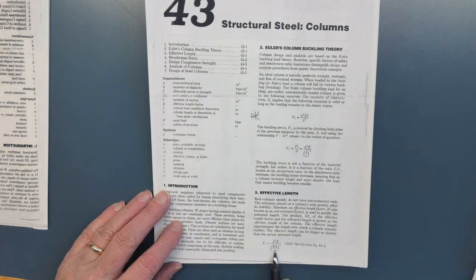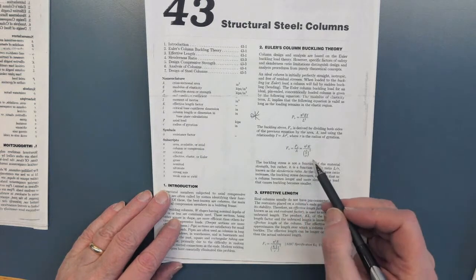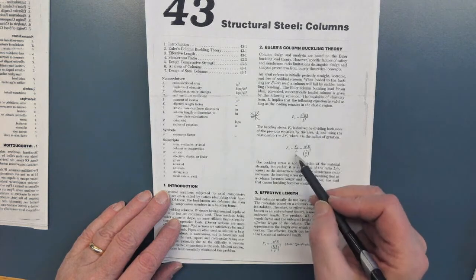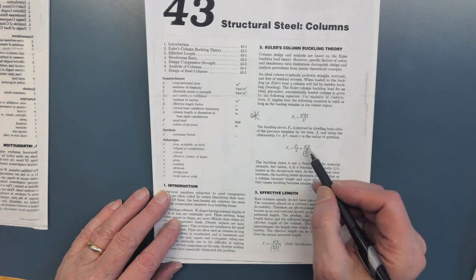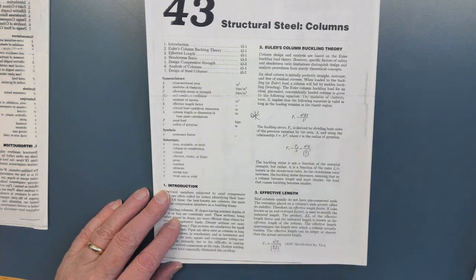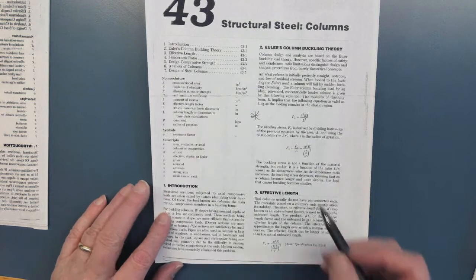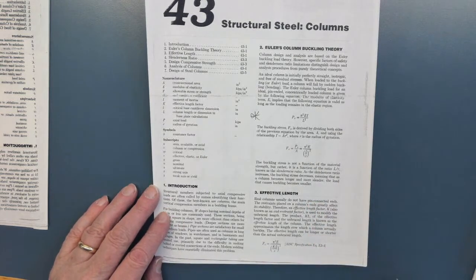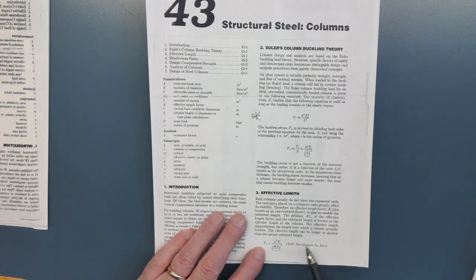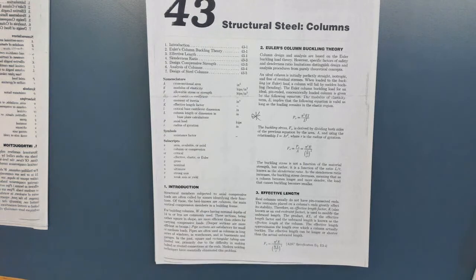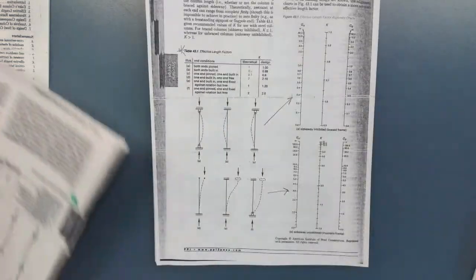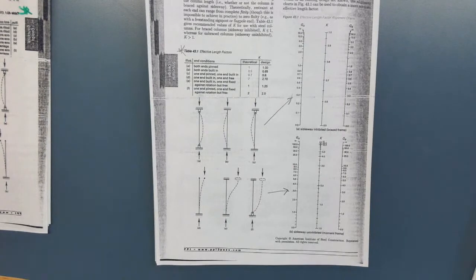The AISC formula has the same general form, except now we divide by the area, which gives pi squared E over KL over R quantity squared. R is the radius of gyration for the section. The allowable stress is pi squared E over KL over R quantity squared. The K is the so-called effective length factor, and the effective length factors for some simple boundary conditions are shown here.